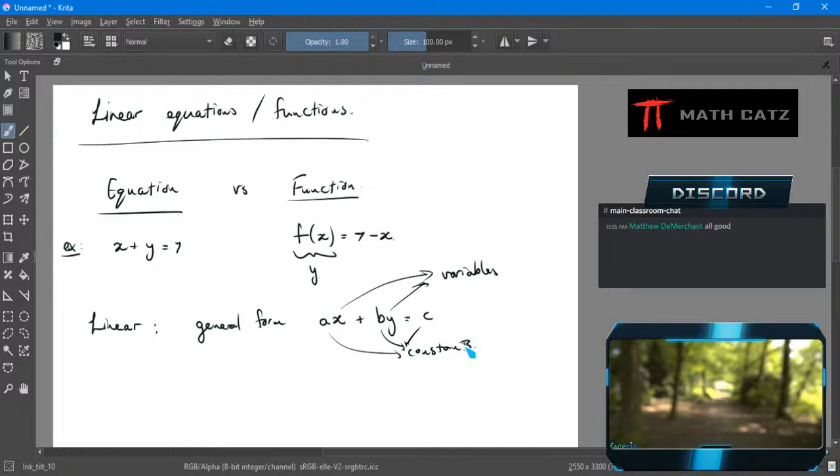That looks like a weird b. It's supposed to be a t and an s. They are constants. Okay, perfect. All right. So we have this specific kind of equation that we call a linear equation.